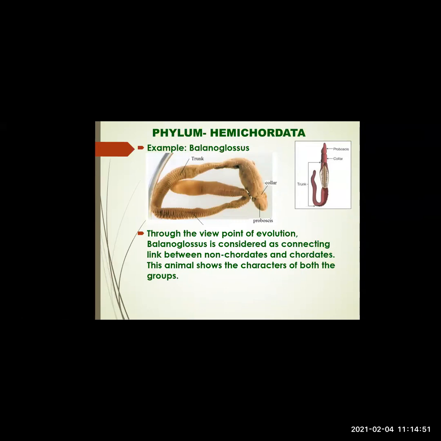Now Balanoglossus, you can see the body. It is divided into three: proboscis, collar, and this is the trunk region. And these are the pharyngeal gill slits present. This is the real picture of the Balanoglossus. Now, why is Balanoglossus so important? Through the viewpoint of evolution, Balanoglossus is considered a connecting link between non-chordates and chordates.